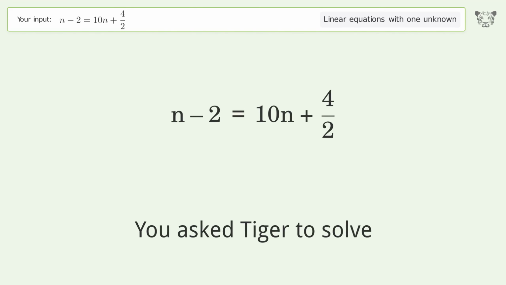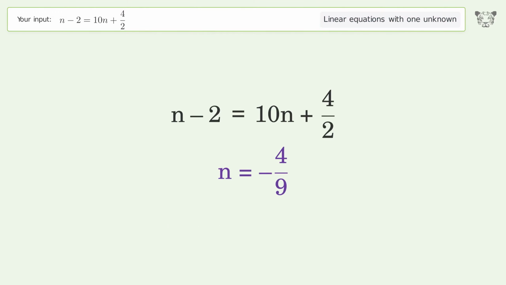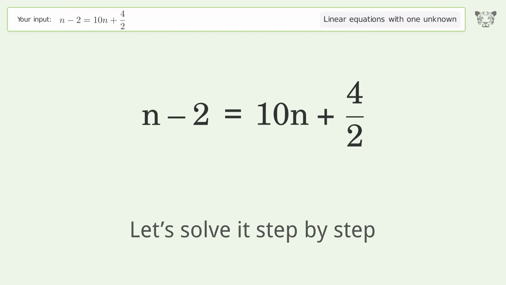You asked Tiger to solve this. This deals with linear equations with one unknown. The final result is n equals -4/9. Let's solve it step by step.